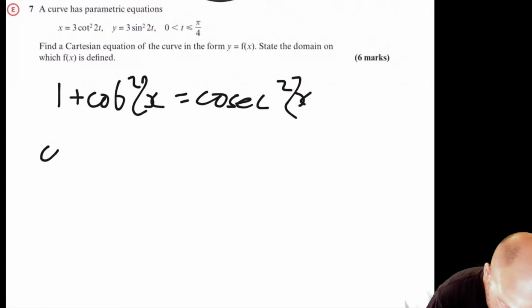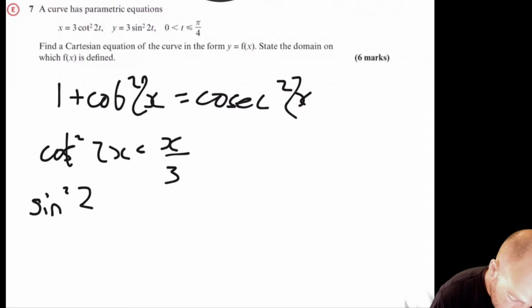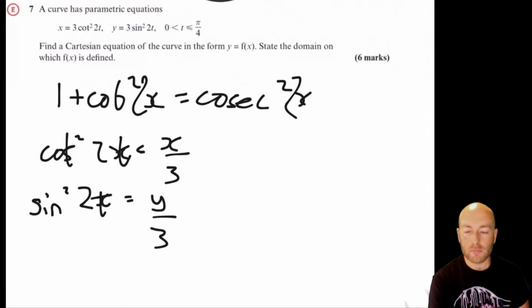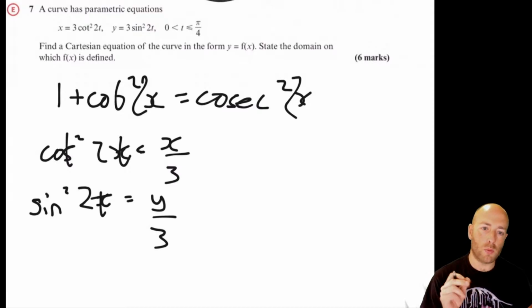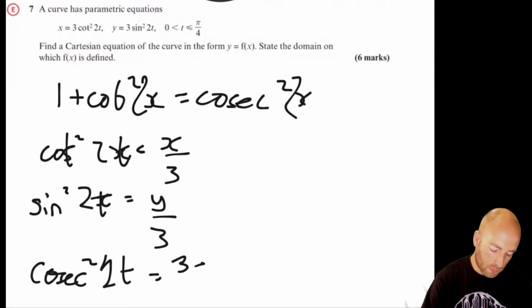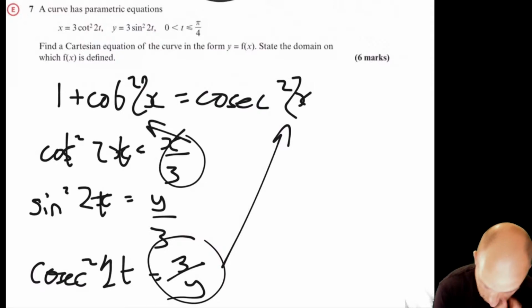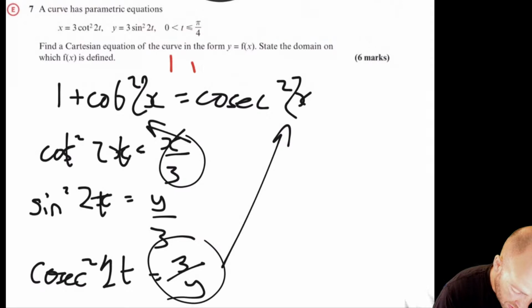So if we say cot squared 2t is x over 3, and sine squared 2t is y over 3. And we know cosec is 1 over sine. I could say cosec squared 2t is 3 over y. And we can just put these into these bits and then rearrange to get y. So we get 1 plus x over 3 equals 3 over y.